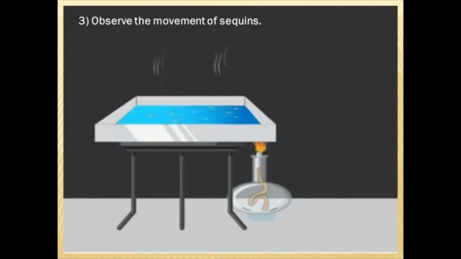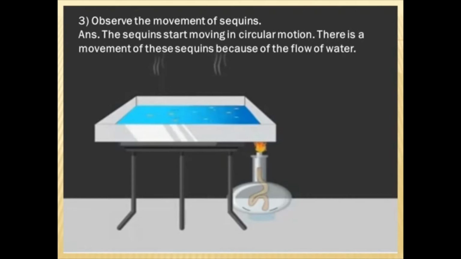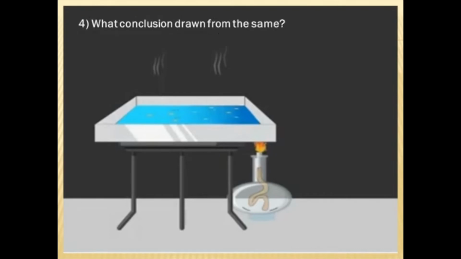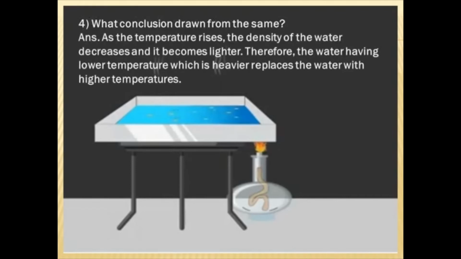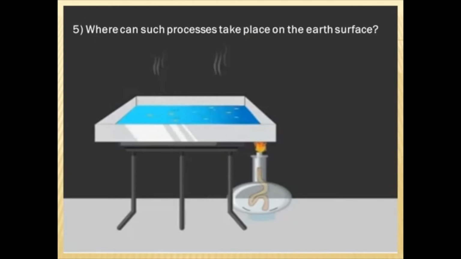Observe the movement of the sequins. Answer: The sequins start moving in a circular motion. There is a movement of the sequins because of the flow of water. What conclusion is drawn from this? Answer: As the temperature rises, the density of water decreases and it becomes lighter. Therefore, the water having lower temperature, which is heavier, replaces the water with higher temperature.